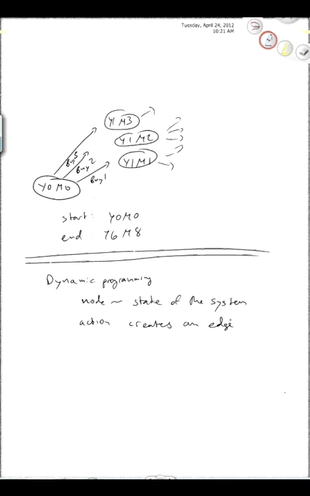So for example, we can take the action of buying 2 machines, and that transfers the state of the system from year 0, machine 0, to year 1, machine 2. So this is very, very common. And in class, we're really only looking at the most basic kind of dynamic programming.